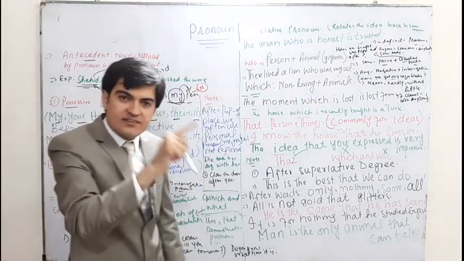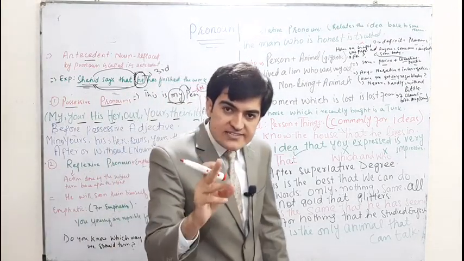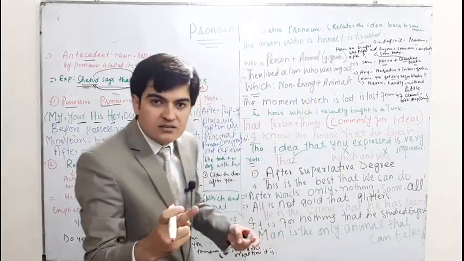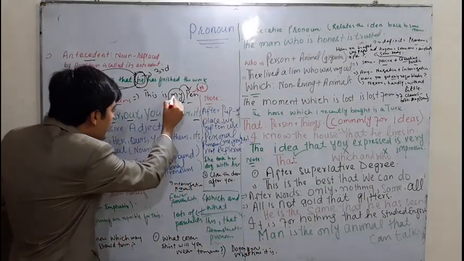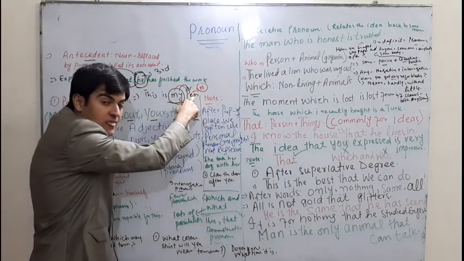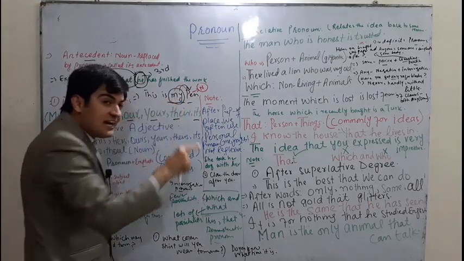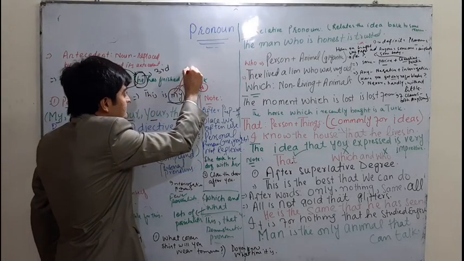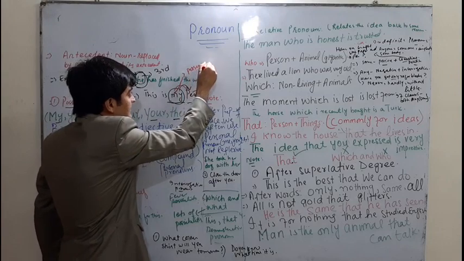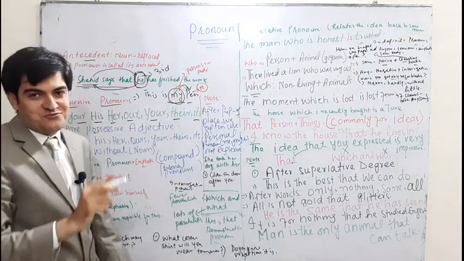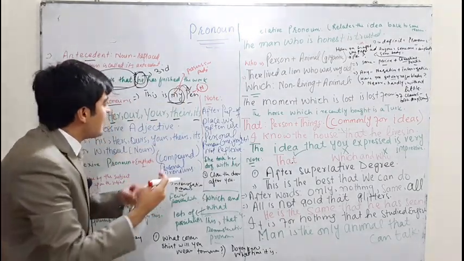And we define that a word which adds something more into the meaning of a noun or pronoun is called what? It is called an adjective. So over here, this my is modifying what? It modifies a noun. That's why this my is not a possessive pronoun. It is a possessive adjective, because it works like an adjective.